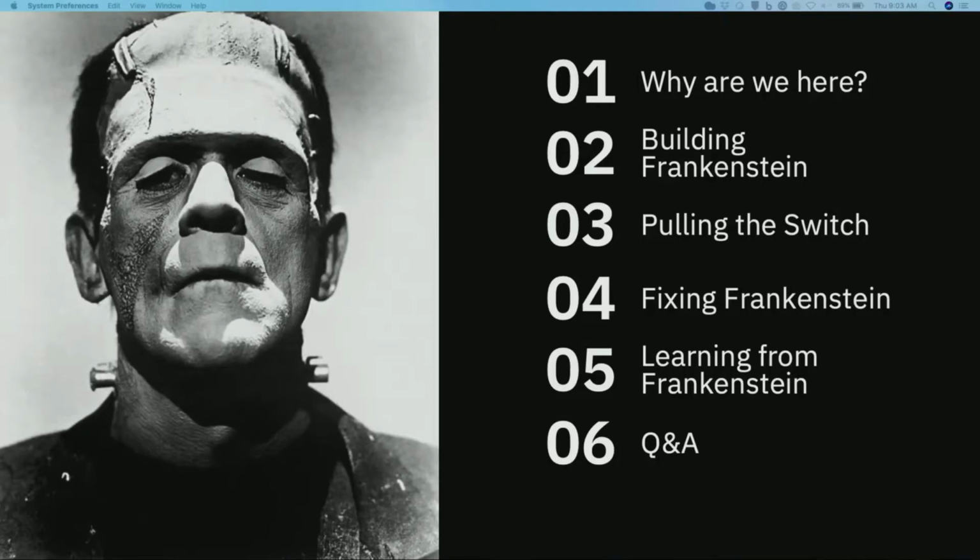Why are we here? We'll talk a little bit about how you end up in the situation where you've built a Frankenstein, when you decide to pull the switch and undo what you've done, and then fixing Frankenstein, and then what we learn from that situation. And then we'll take some Q&A, although we only have 45 minutes, so I will keep talking this fast.